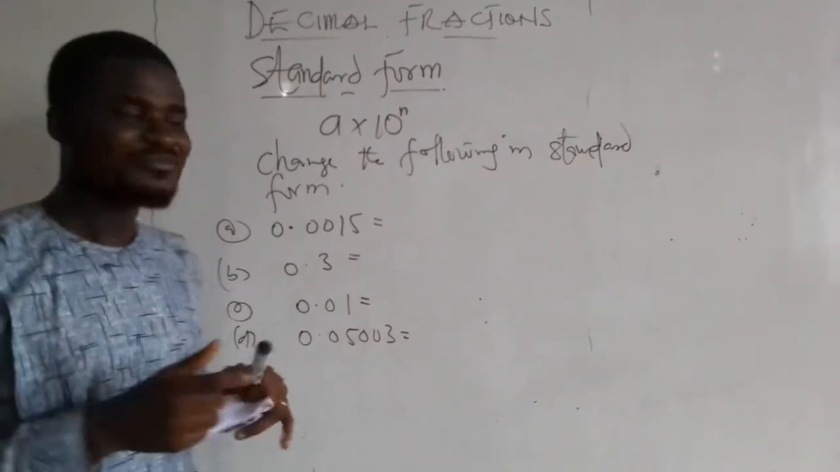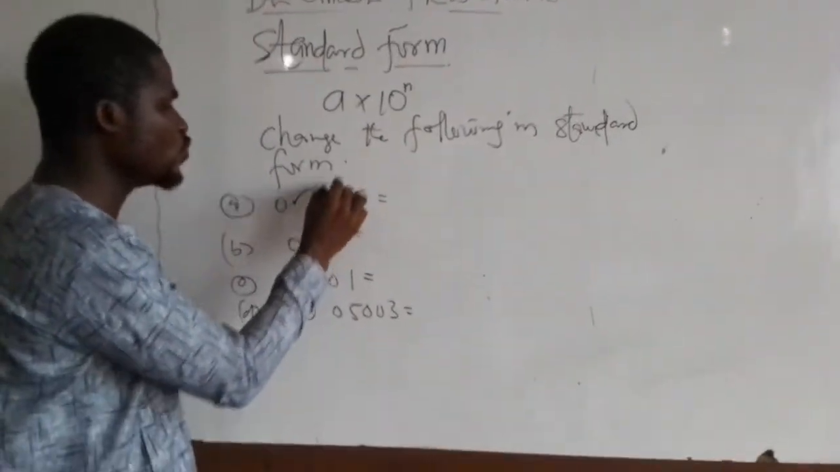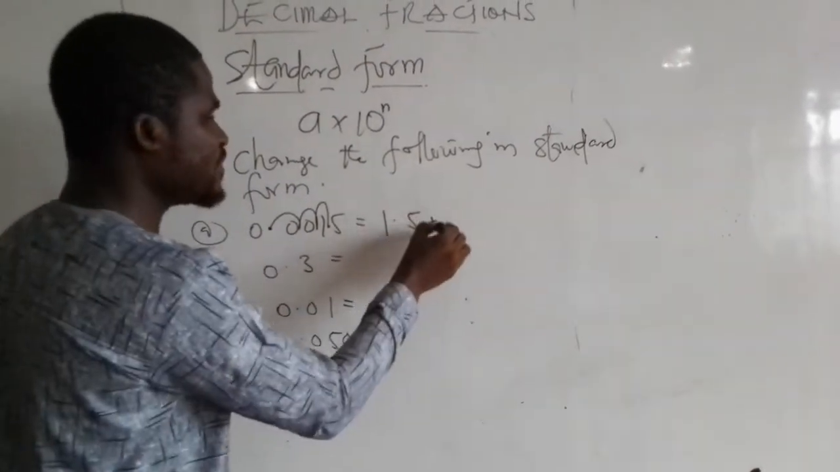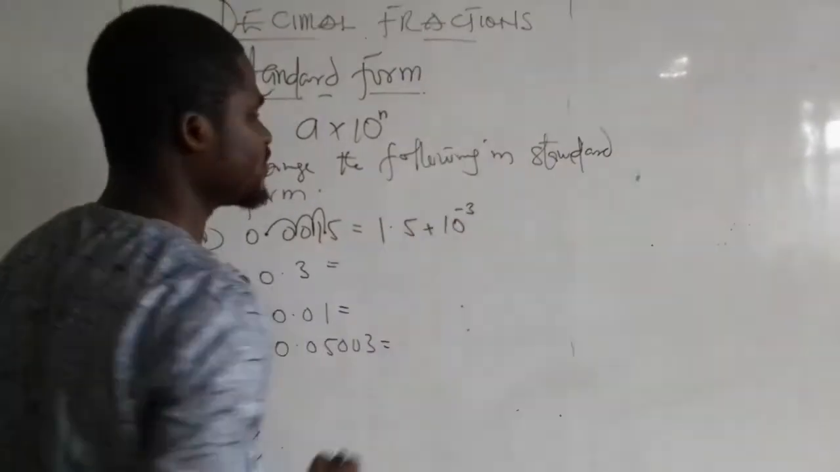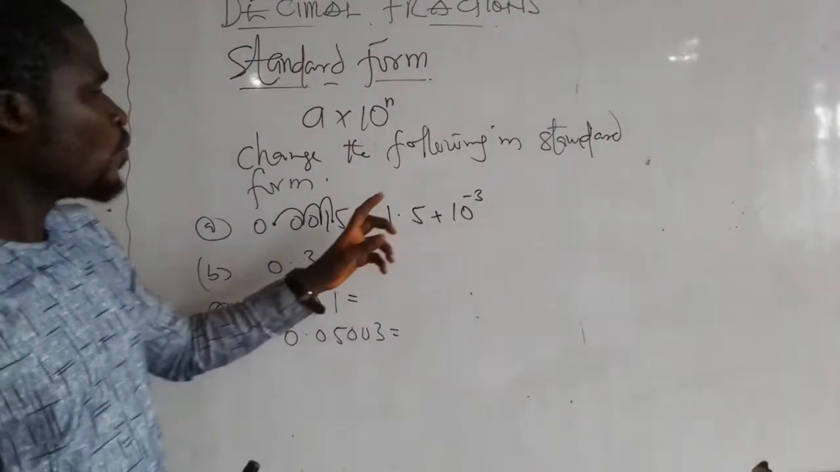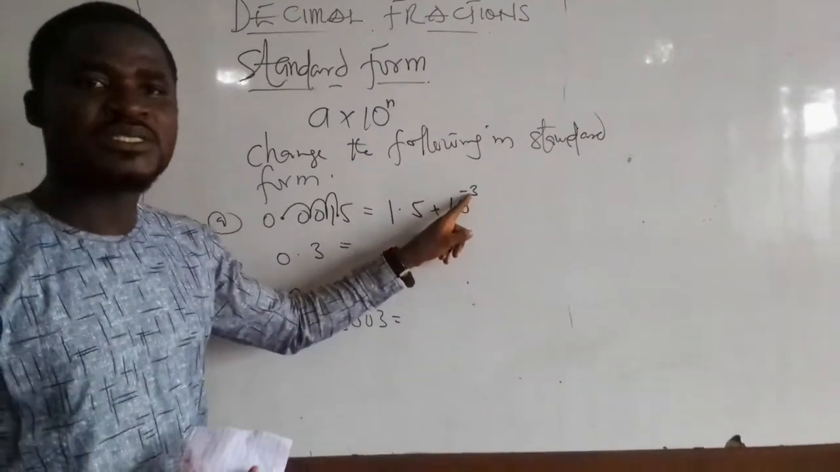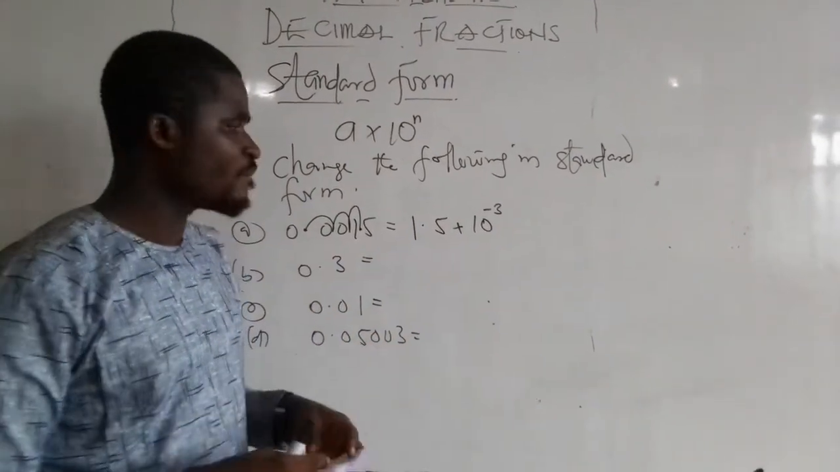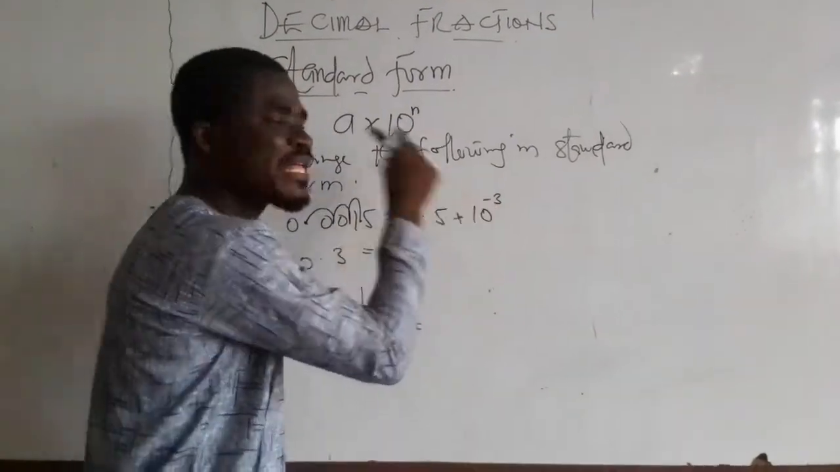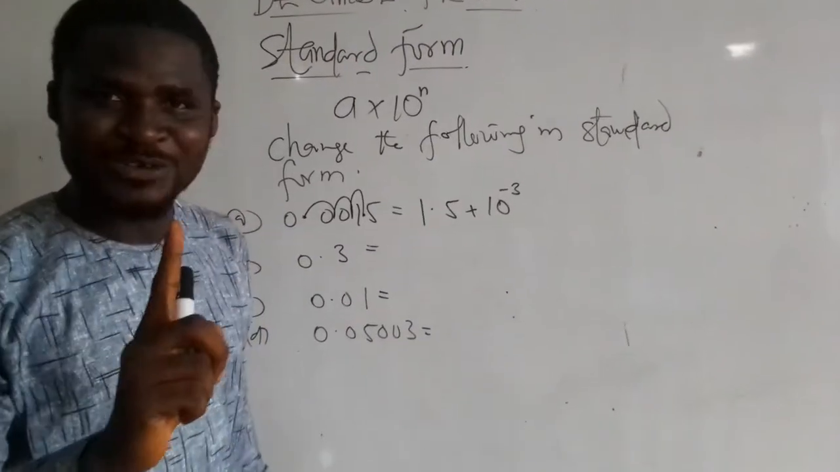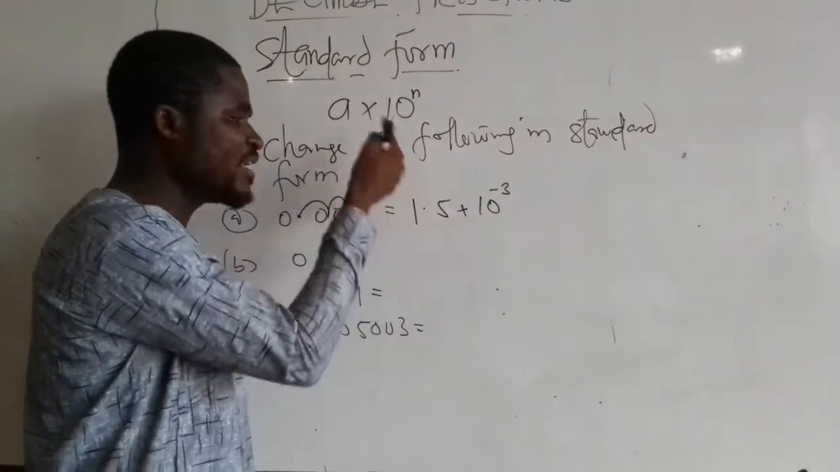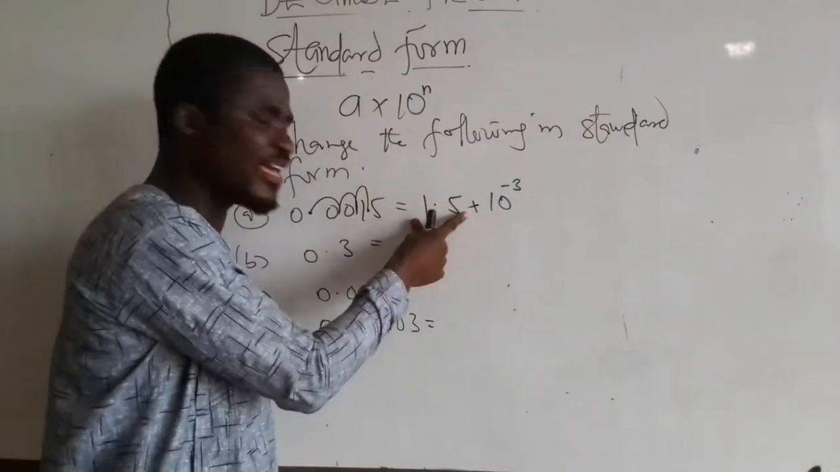Always. So I'm moving 1, 2, 3. I moved 3. So I'm going to have 1.5 times 10 exponent negative 3. So this is what we call standard form. Now, why negative 3? Negative 3 because the law in standard form says that whenever you move from your left hand side to your right hand side, the power becomes negative. So take note. That's why I add negative 3 here. And my decimal place is between my first and the second significant figures.